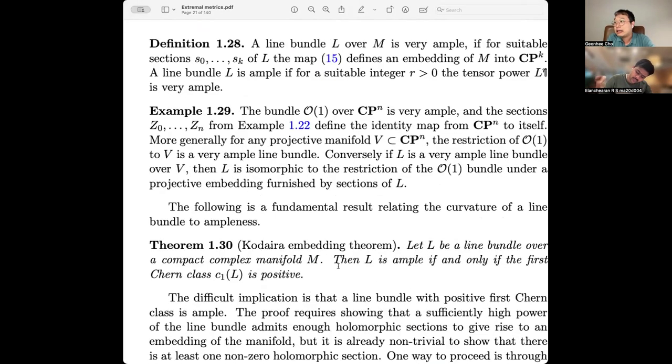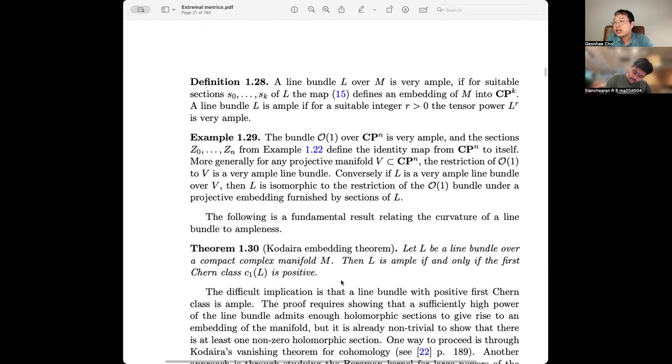And the very ampleness in fact comes from the first Chern class. So we know the characterization that as long as the first Chern class is positive, then we know it becomes projective space. So that's why Fano manifolds are very important, in the sense that we now choose this L to be the canonical line bundle.